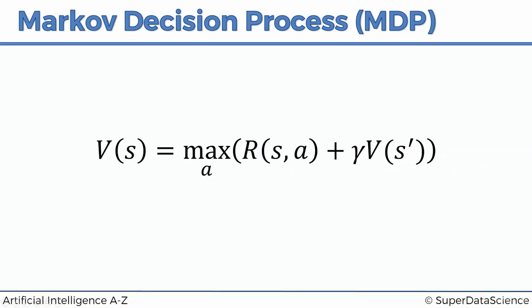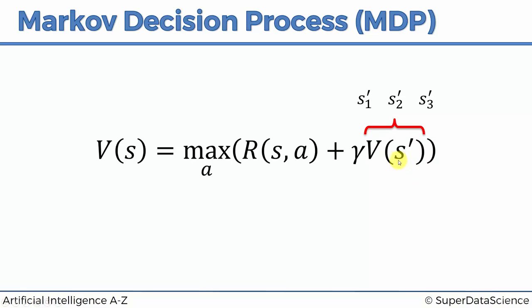And now, because we have some randomness in our whole process, this part will change, because we don't actually know which state we'll end up in. We don't know what S prime will be. If we're going up, will it be up, or will it be left, or will it be right? So we actually have to replace this with the expected value of the next state.